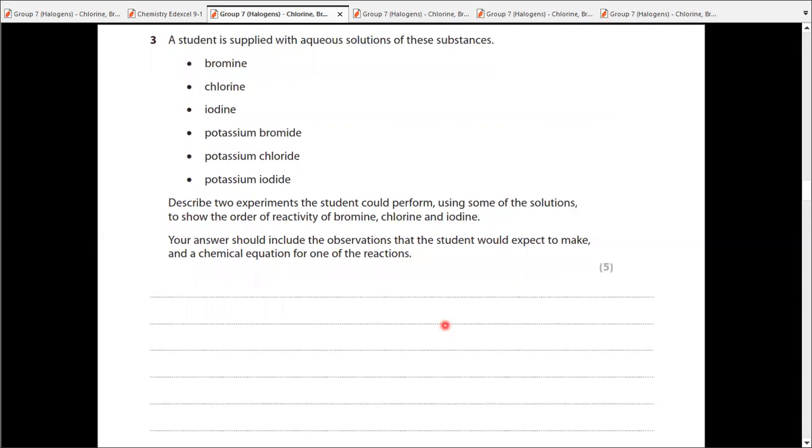Solution is added to an aqueous solution of these substances: bromine, chlorine, iodine, potassium bromide, potassium chloride, potassium iodide. Describe two experiments using the same solutions to show the order of reactivity of bromine, chlorine and iodine. Your answer should include the observations that the student would expect to make and a chemical equation for one of the reactions. First, look at part one. Describe two experiments.